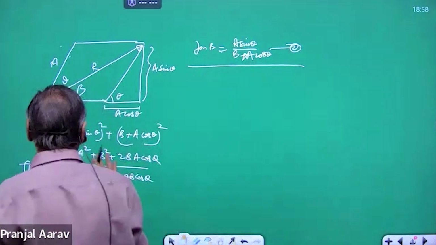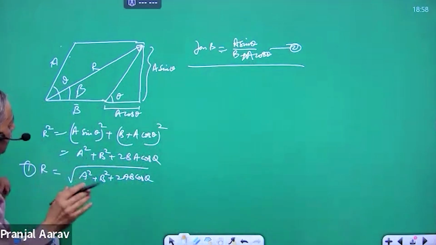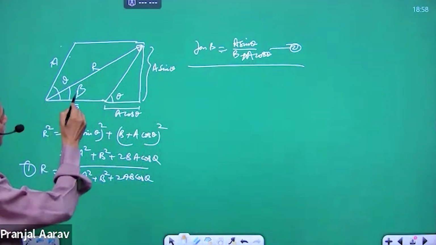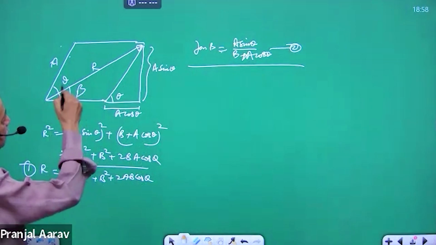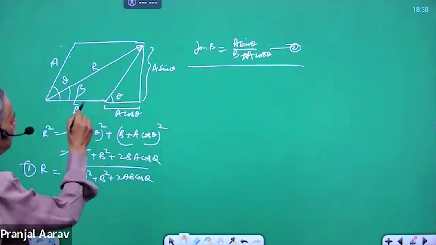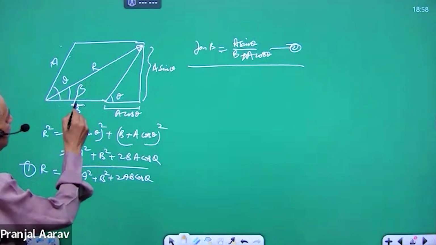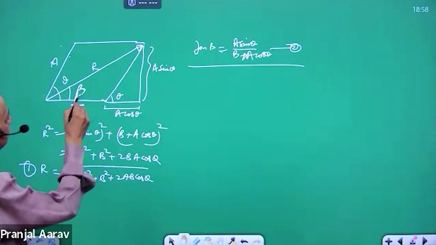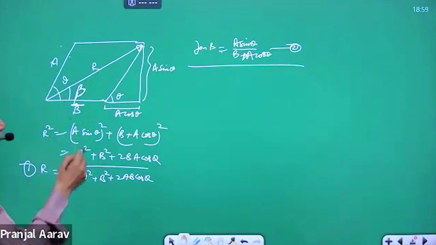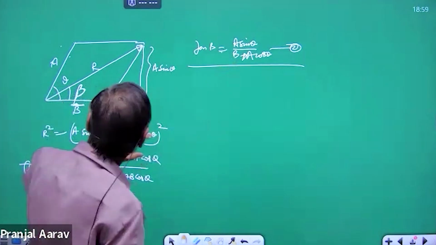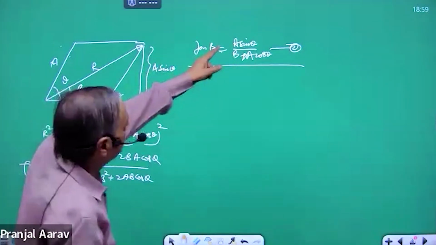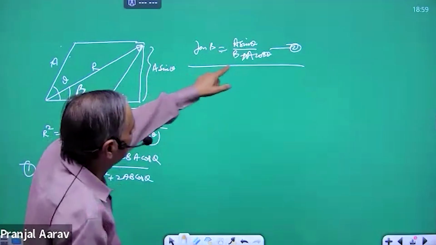See, there's the strange thing, and you should be clear about it. In the result, beta angle is made by R with respect to vector B. Okay. This is vector B and this is beta angle. Then B will come only once, and the other vector will come on the top with sin theta and in the denominator with cos theta.